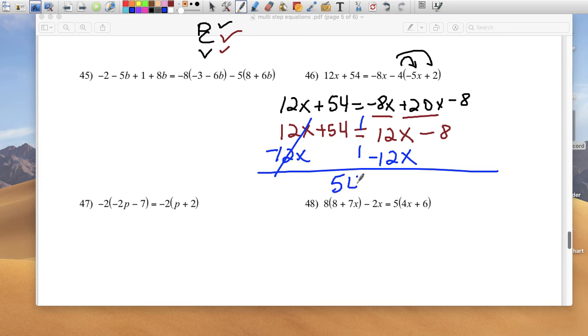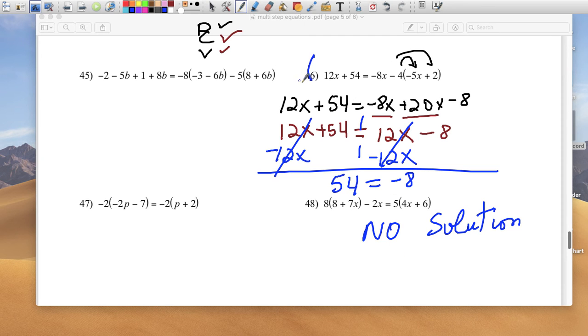And then you get 54 equals. And then these two also get eliminated, and we've got negative 8. It's 54 equal to negative 8. Basically, this is saying, is this ever going to be true? Is 54 ever going to be negative 8? No. So, in this case, there is no solution.